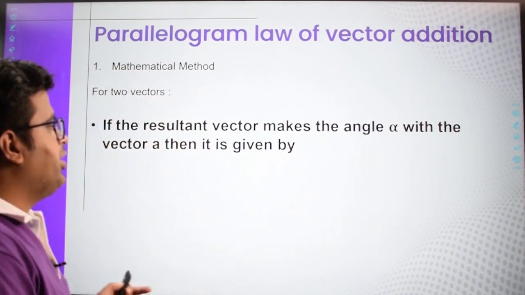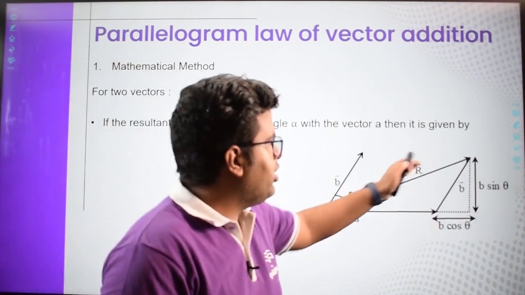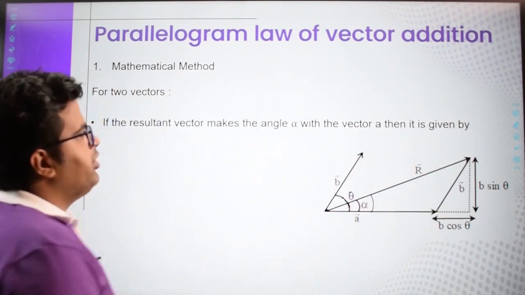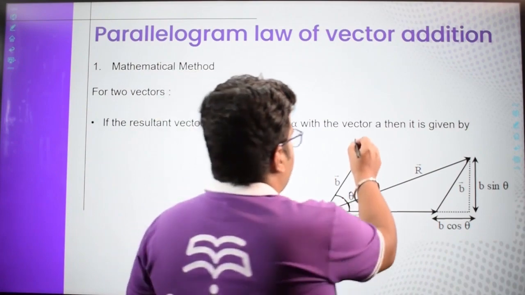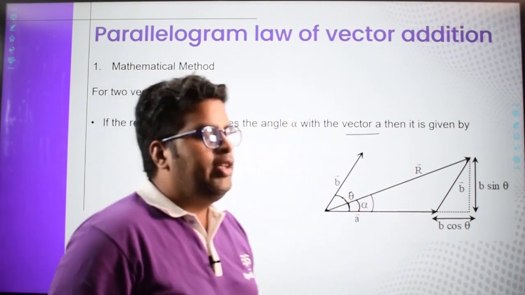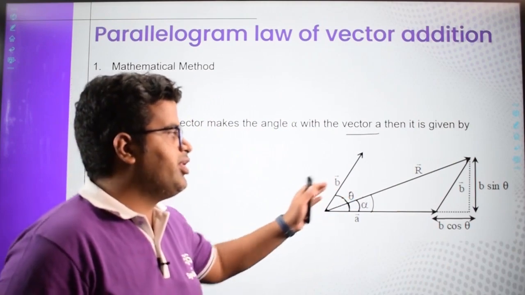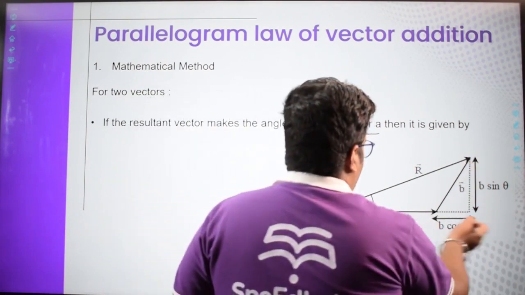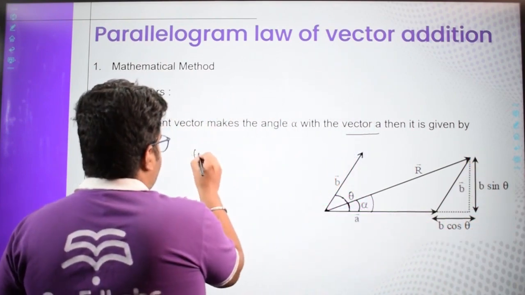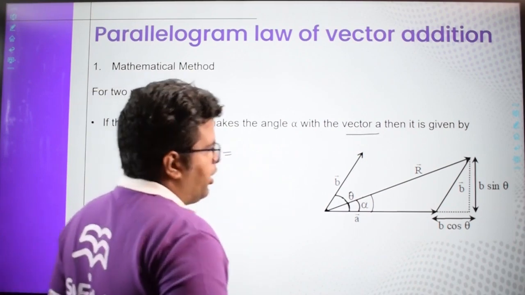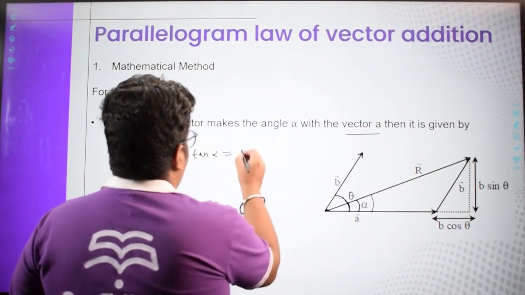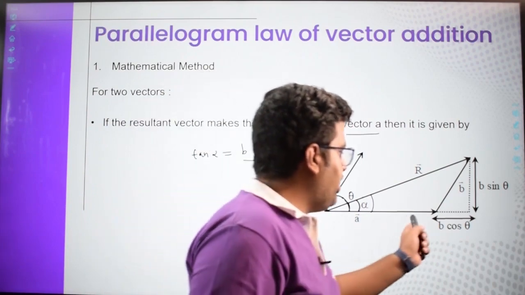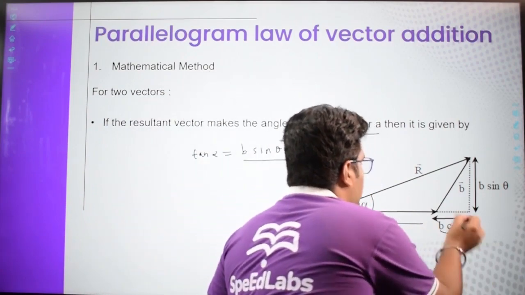Now what is the resultant vector? You can see it from the diagram. This is the resultant vector, and it is making an angle alpha with vector A. So basically we want to find tan alpha, just to find the direction of the resultant vector with vector A. Tan alpha is going to be perpendicular upon base. What is the perpendicular over here? It is b sin theta. So tan alpha equals b sin theta upon base. Now the base is A plus b cos theta.